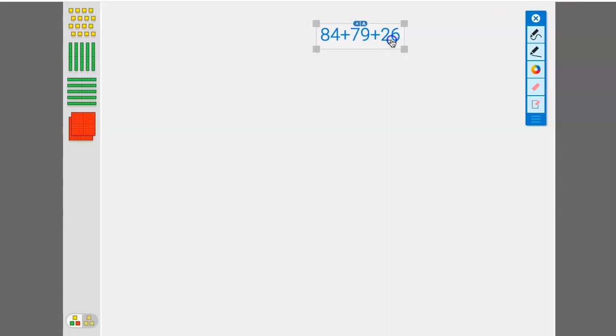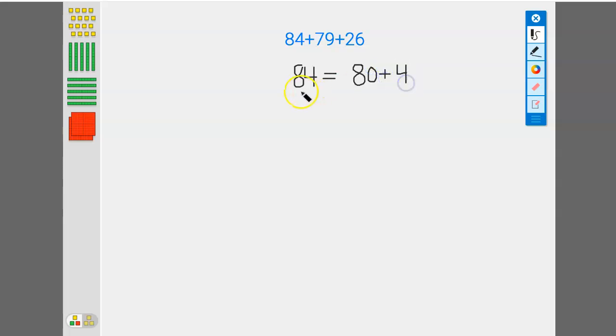So now let's represent that using number bonds. So actually, you know what? I changed my mind. We're going to represent this using expanded form. So what that looks like is this. 84 equals 80 plus 4. 79 equals 70 plus 9. And 26 equals 20 plus 6.